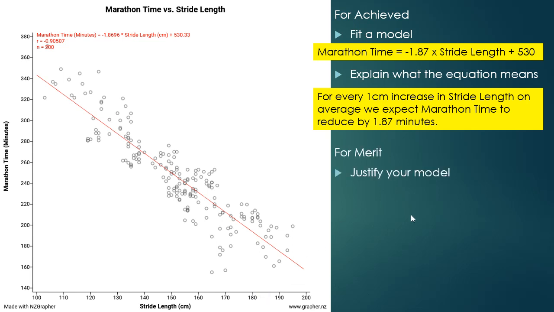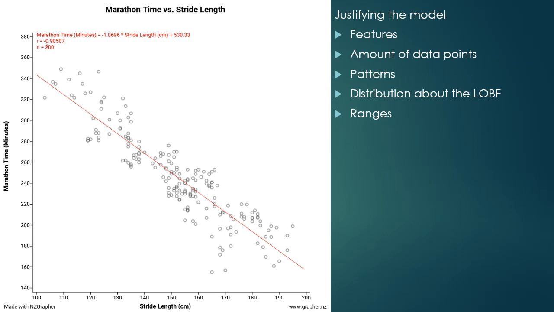We then need to justify our model. So again, we're looking at the same things as before. We're looking at the features, whether it's linear or not, whether it's strong or not. We're looking at the amount of data points: the more data points we have, the more certainty we can have in our model. We're looking to make sure there are no patterns within the data points that are not explained by the model, and we want the data points evenly distributed above and below the line of best fit. We will also break the model into ranges if we'd like to.